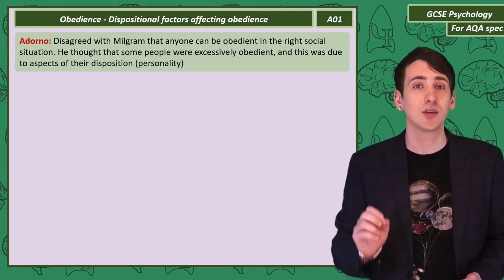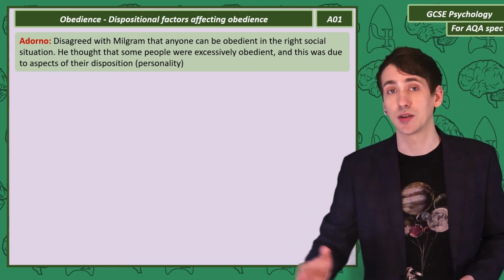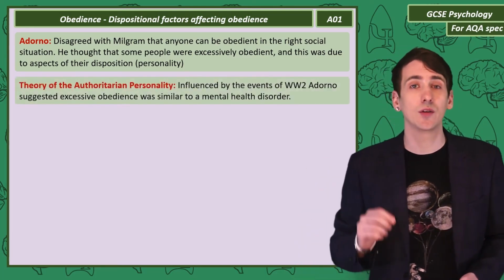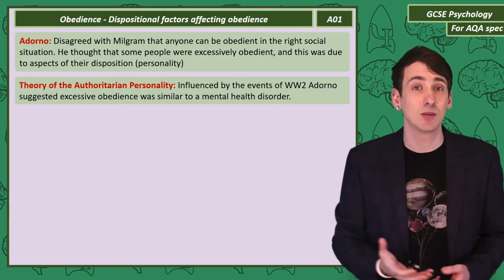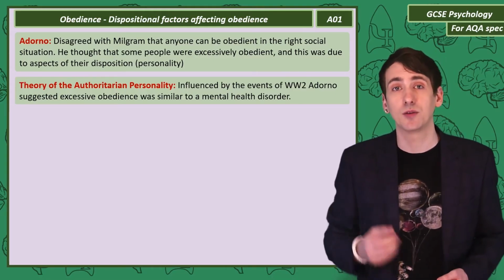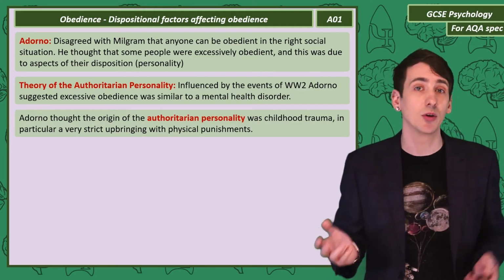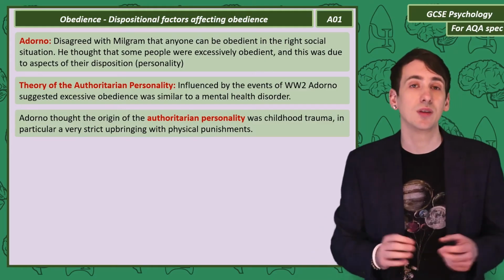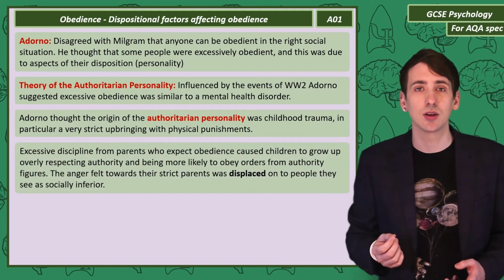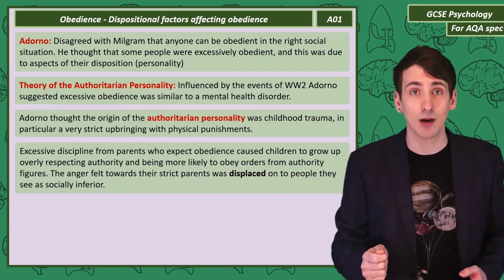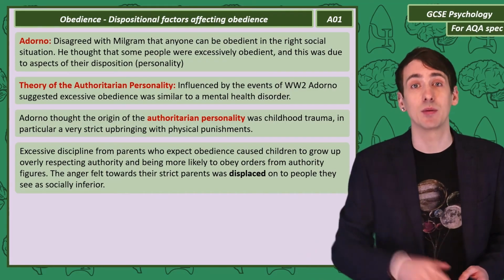Adorno thought that there were personality differences between people who were obedient and people who would resist authority. According to Adorno's theory of the authoritarian personality, someone who is excessively obedient has a condition similar to a mental health disorder. An authoritarian personality starts in early childhood experience. There's trauma from a strict upbringing, likely with physical punishment. So, as we learn to respect authority through socialization, this excessive discipline from the parents leads to growing up with too much respect for authority and extreme obedience.